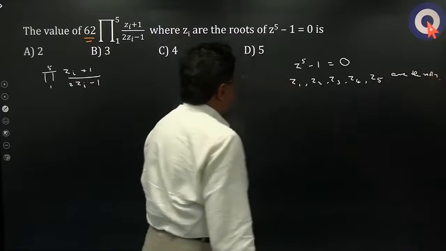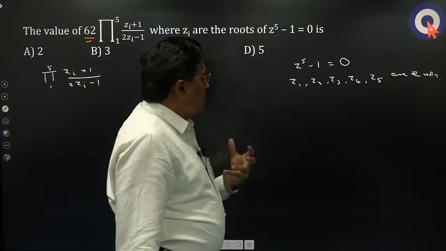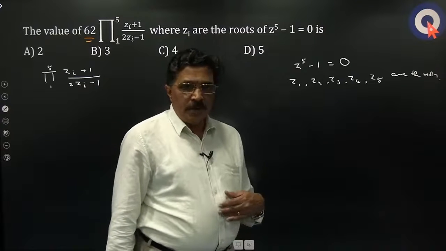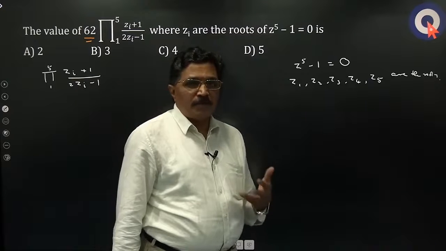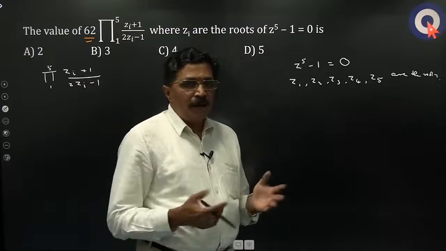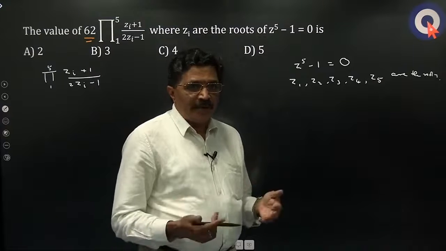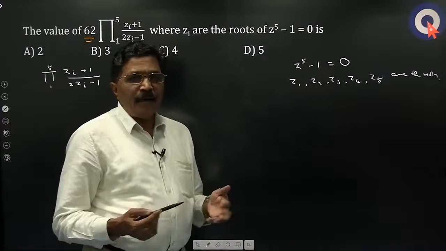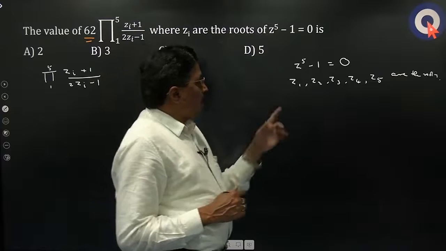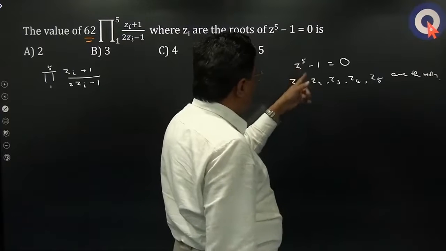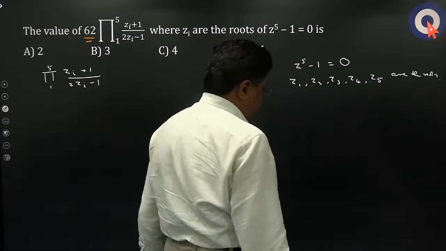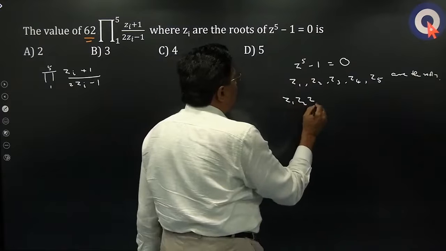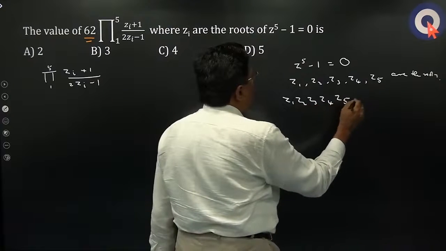You can notice, if you consider a polynomial equation, a x to the power of 5 plus b x to the power of 4 plus c x cube plus d x square plus e x plus f equals 0, you have Vieta's theorem: sum of the roots, sum of the products of the roots taken 2 at a time, 3 at a time, 4 at a time, and then the product of the roots. Because the z power 4, z cube, z square and z terms are missing, only the product of the roots is available.